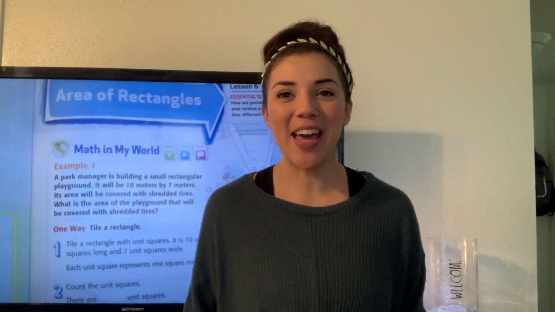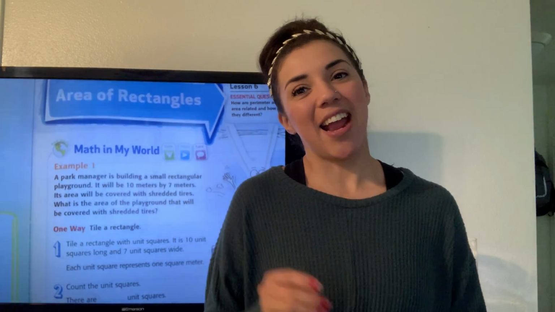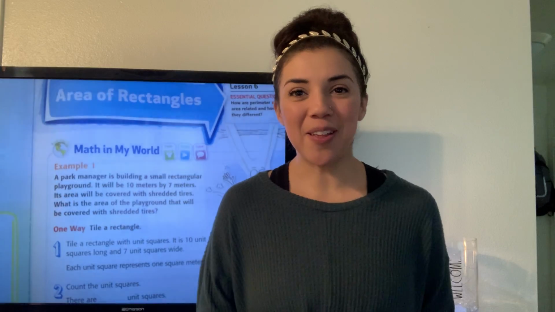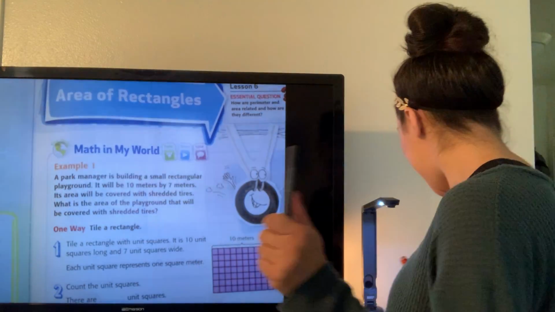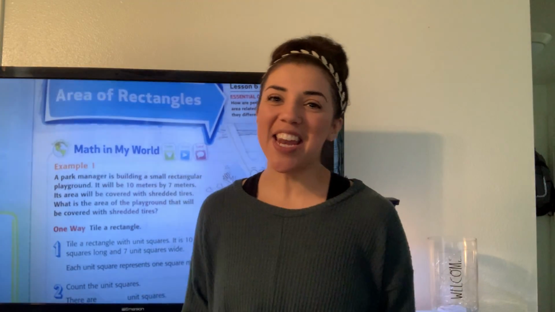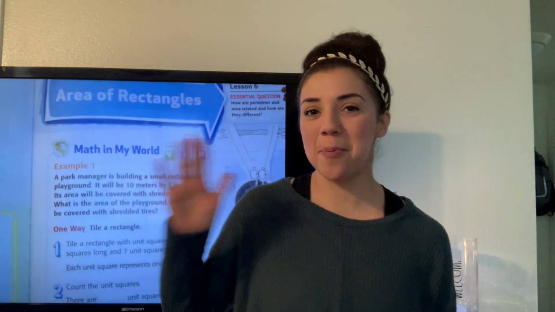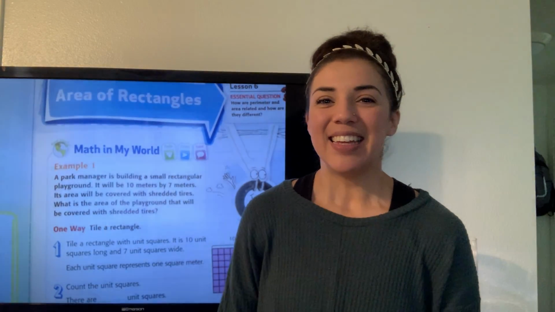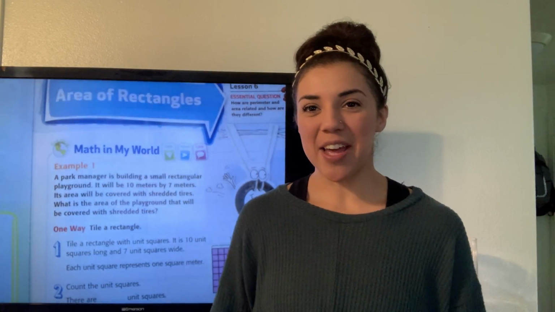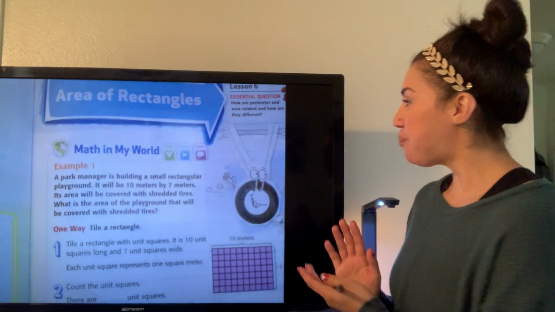So today we're going to go ahead and start with our next lesson, area of a rectangle. And this lesson starts on page 785. So go ahead and open up your math books. Okay, here we go. Area of a rectangle.